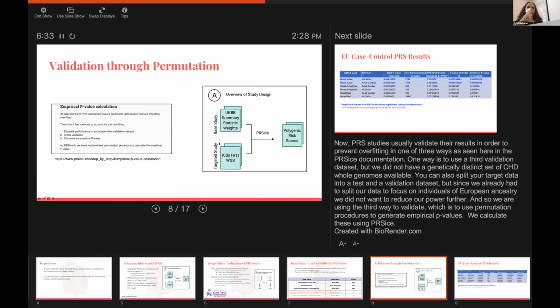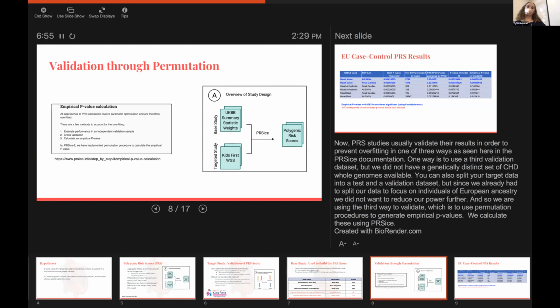Now, it's important to note that polygenic risk score studies usually validate the results in one of 3 ways to prevent overfitting. And you can see some documentation from PRSice-2, the PRS software I used, that explains the 3 main ways people usually go about validating the results.